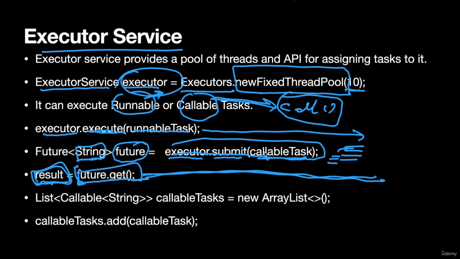And how we create these Callable tasks is, we can have a list of Callables, provide the type of Callable, add the Callable tasks into the list, and then run all the Callable tasks using submit. So this is how threads work in Java: Runnable interface, Thread class, or executor service. Thank you.